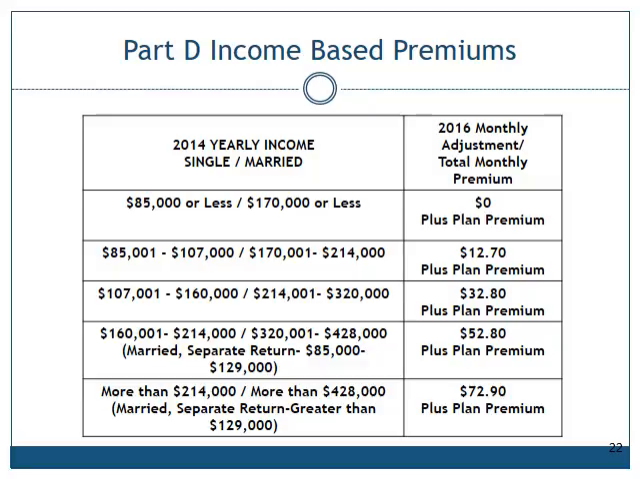Part D income-based premiums, based on your 2014 yearly income, and varies depending on if you are single or married. Check to see which bracket you are in. Then, check your premium rate. This premium is in addition to the plan premium.